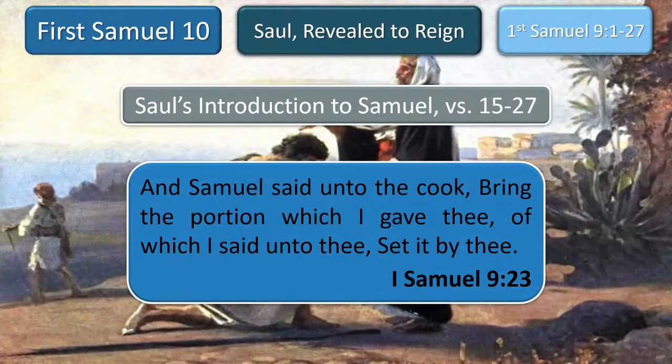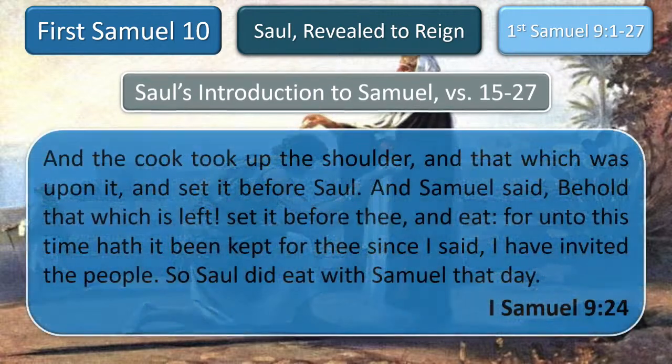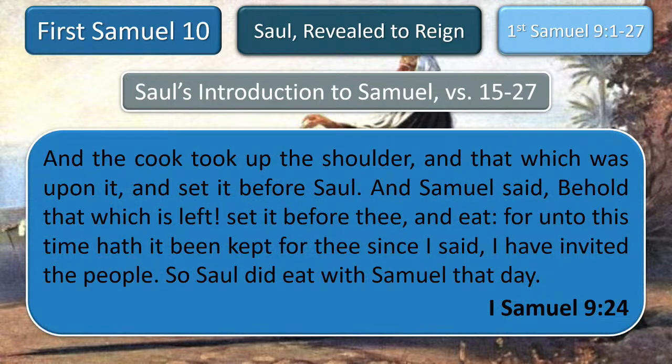Saul, not only that, but notice verse 23 what happens. And Samuel said unto the cook, bring the portion which I gave thee, of which I said unto thee, set it by thee. In other words, before this even happened, Samuel had given instructions to the cook, we're going to have a special guest. You set this aside just for him. Verse 24, and the cook took up the shoulder, that which was upon it, and set it before Saul. The prime piece of meat was also given to Saul.